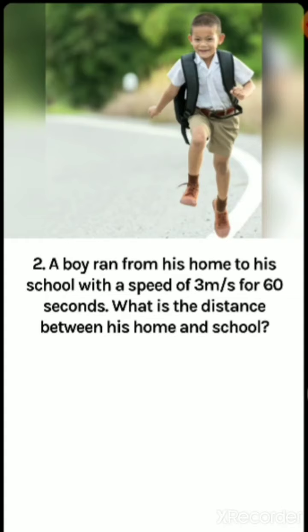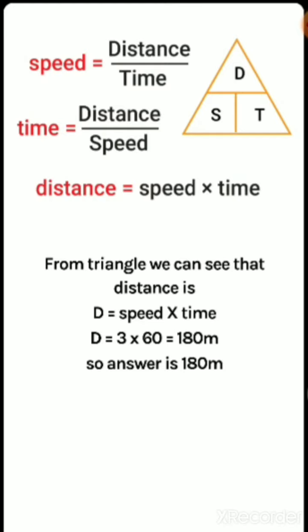So speed is how much? 3. Into time, how much? 60. After multiplying that we will get 180 meters. So the answer is 180 meters. So the distance between his home and the school is 180 meters. I hope all of you have understood this one.